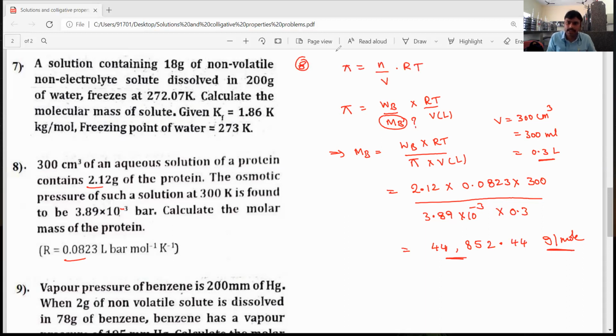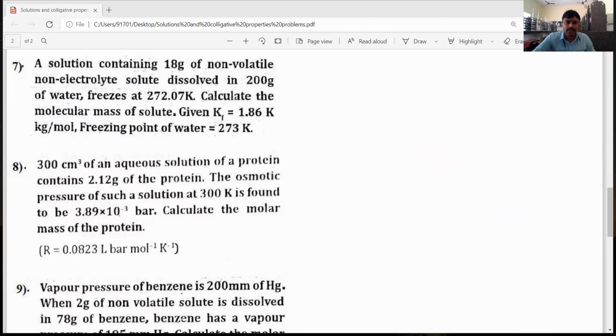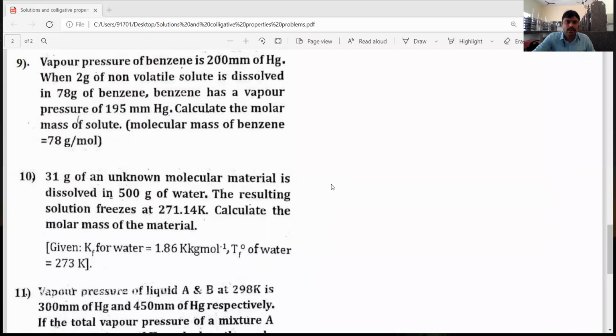Let's see, dear students, the ninth question. What is the given ninth question, dear students? The given ninth question is about the vapor pressure of benzene. The vapor pressure of benzene is given as 200 mm of Hg, and 2 grams of non-volatile solute is dissolved in 78 grams of benzene, and the vapor pressure of the solution they gave is 198 mm of Hg. Calculate the molar mass of the solute.